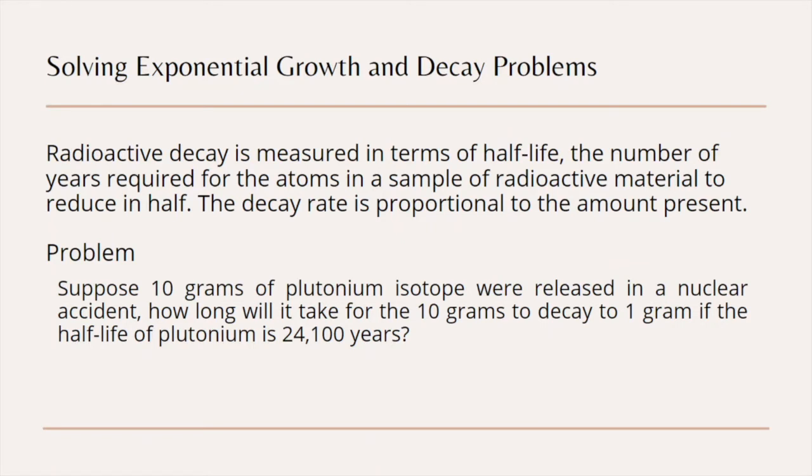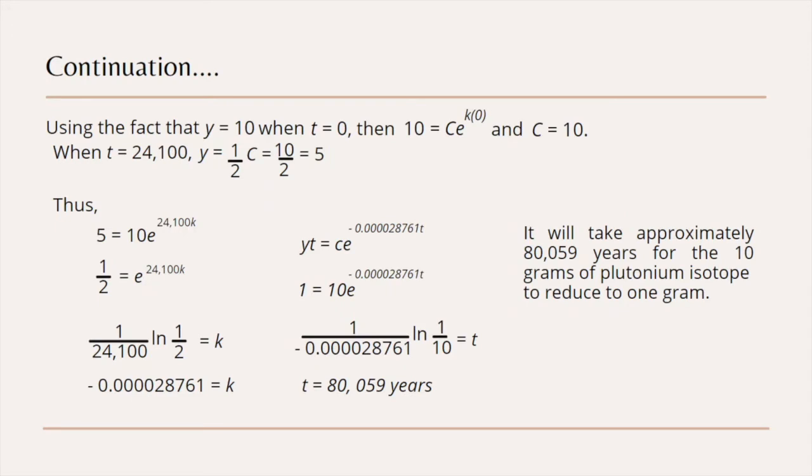Radioactive decay is measured in terms of half-life, which is the number of years required for the atoms in a sample to reduce in half. Again, the decay rate is proportional to the amount present. Now, suppose 10 grams of plutonium isotope were released in a nuclear accident. How long will it take for the 10 grams to decay to 1 gram if the half-life of plutonium is 24,100 years? We'll use the formula we've mentioned, with y equal to 10 when t is equal to 0.